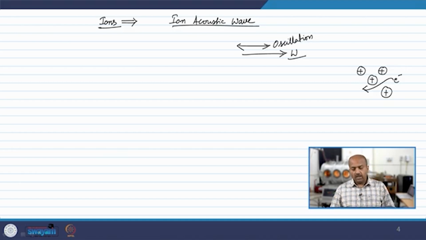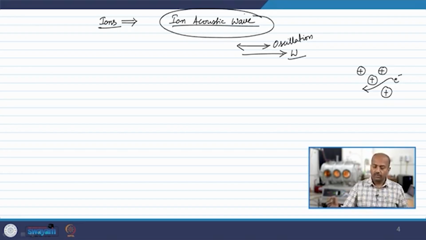And let us now try to see how we can get a relation for an acoustic wave and how we can extrapolate this discussion onto something called the ion acoustic wave. Okay. Now, as an introduction to these ion waves, we will briefly review the theory of acoustic waves.